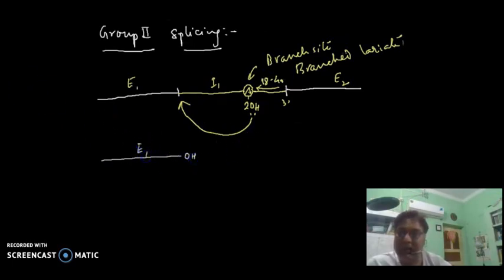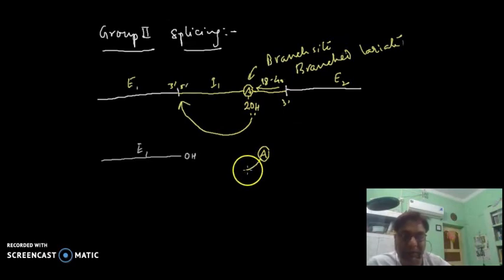And the intron forms, it covalently binds with the A site. This end of the intron moves like this and binds, because the 2' hydroxyl group of A attacks this 5' end of the intron. This is the 5' end of the intron, 3' end of the exon. So the 5' end of the intron gets ligated to this side.